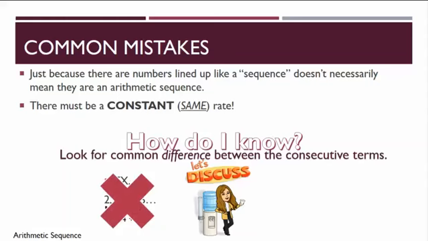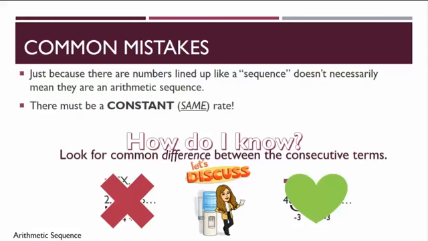All right, let's see another example: 48, 45, 42, and 39. So first, it's decreasing. Second, let's see by how many. From 48 to 45, the difference is 3. I subtract them, it gives me 3. Okay, 45 to 42, also 3. 42 to 39, also 3. So guess what? My common difference for this one is minus 3 or negative 3, meaning this is an arithmetic sequence. So notice the difference, okay?